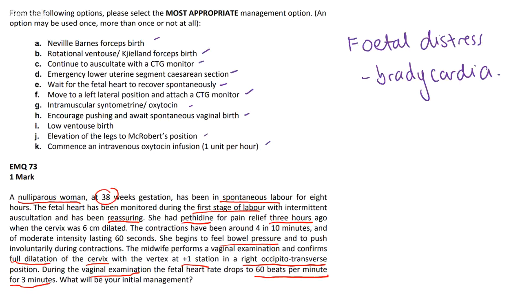Too soon. Okay, so I'll give you a few options. I'll put rotational. I'll put continue to auscultate, recover spontaneously, move to left lateral, and encourage pushing. Okay, put your hand up for B, and everybody has to vote, because we're going to run out of time otherwise. Put your hand up for B. Okay, put your hand up for C.